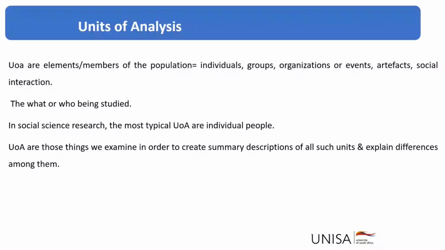Basically, what is your target? What is it that you're going to base your summary description on? Or what is it that you're going to explain as differences amongst them? You look at the population and ask what you are interested in, so that you are able to explain or create that summary description of all such units in the total population. I'm not sure whether there's a question up to this point, but I hope that the introduction has been clear enough for most of you to catch up.